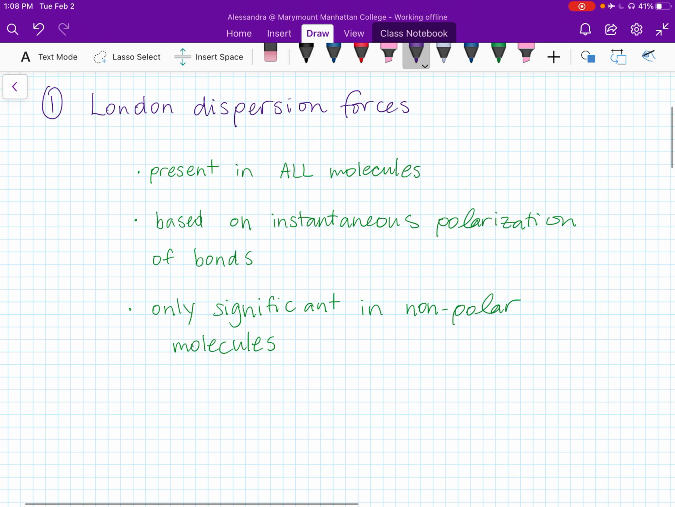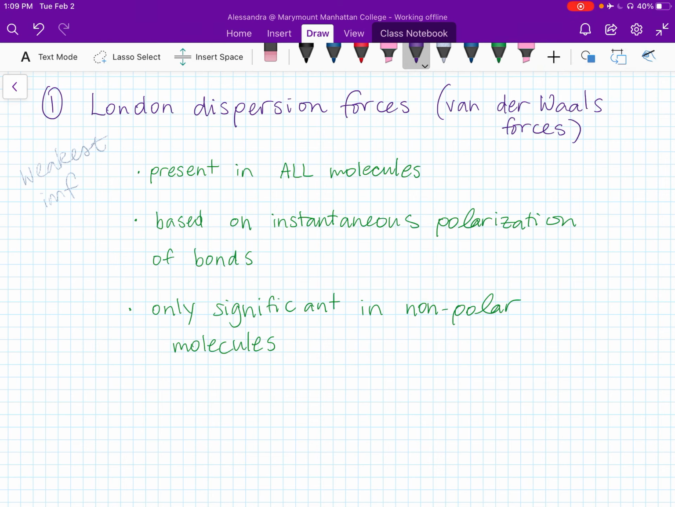There are three types of intermolecular forces, and I'm going to go through them in order of weakest to strongest. So this is the weakest type of intermolecular force. IMF is going to be intermolecular force. The weakest type is the London dispersion forces. These have lots of different names. Sometimes you'll hear them referred to as just London forces or just dispersion forces. Another name for them is the van der Waals forces, named after the Dutch scientist.